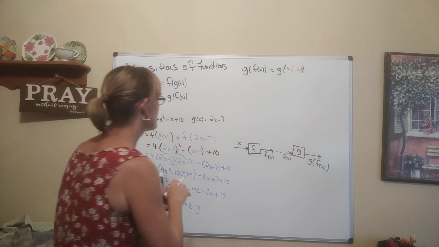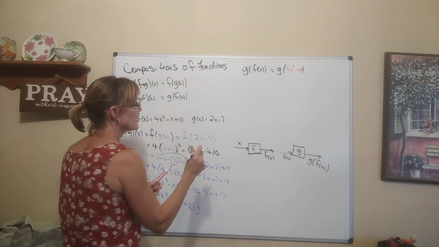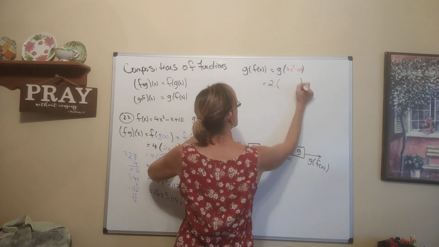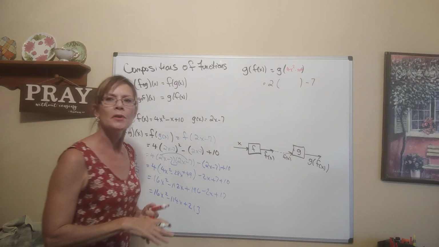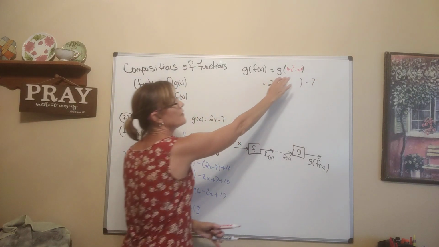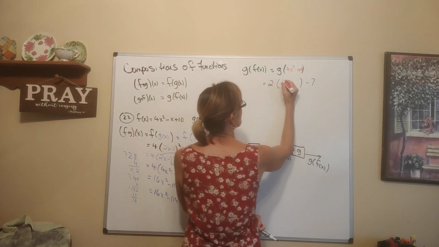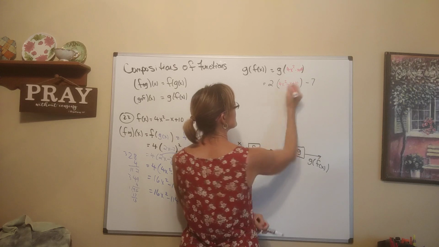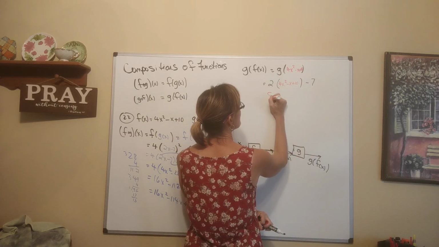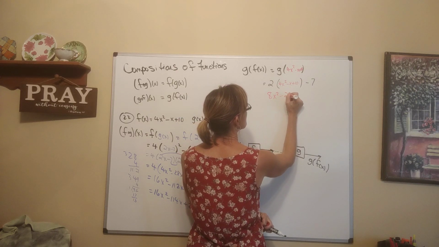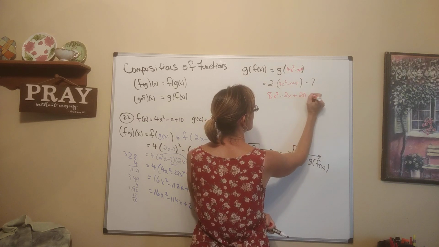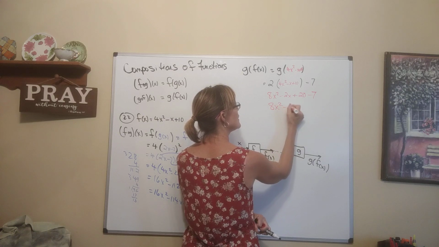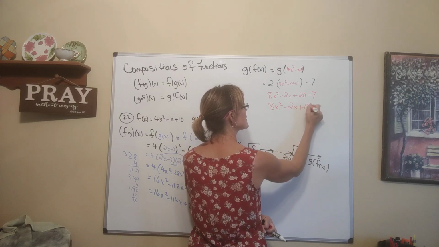So that means when I come to the g function, I replace the x with whatever's in there. So this is going to equal 2 times something minus 7. What I put in there for the x is whatever I find in here, which is 4x squared minus x plus 10. I'm going to distribute: 8x squared minus 2x plus 20 minus 7. I'm going to collect like terms: 8x squared minus 2x plus 13.